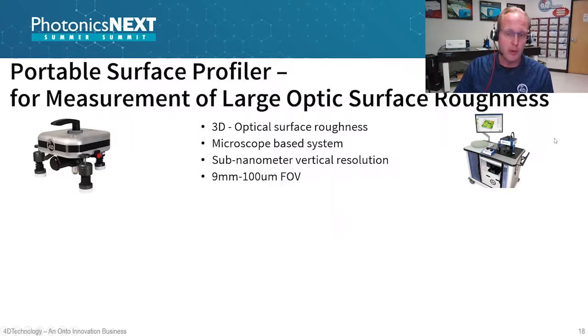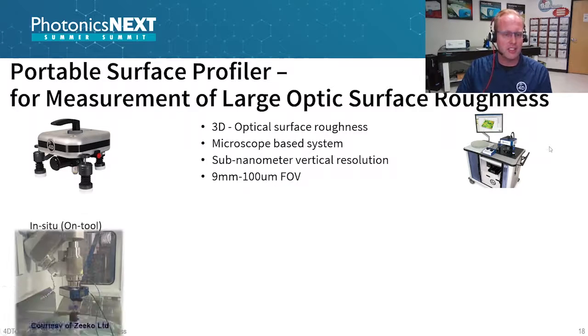and optical surface roughness. It is a microscope-based system where you can put various magnification objectives from 1x to, say, 50x, getting fields of view from 9 millimeters down to 100 microns. And at all of those lateral ranges, you're able to achieve sub-nanometer vertical resolution on surfaces.